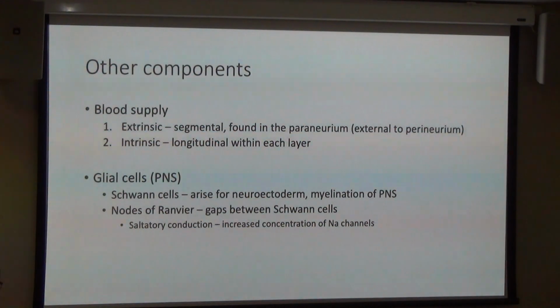Cells, of course, there are always cells with a supportive role. Generally speaking, in the nervous system, central or peripheral, these cells are called glial cells. But there are lots of different types of glial cells. What are the glial cells of the central nervous system called? The astrocytes. Within the peripheral nervous system, they're generally called Schwann cells. They arise from neuroectoderm, and they're responsible for the myelination of the peripheral nervous system.